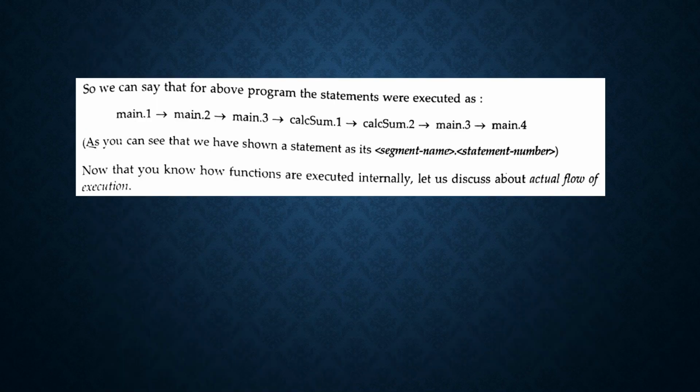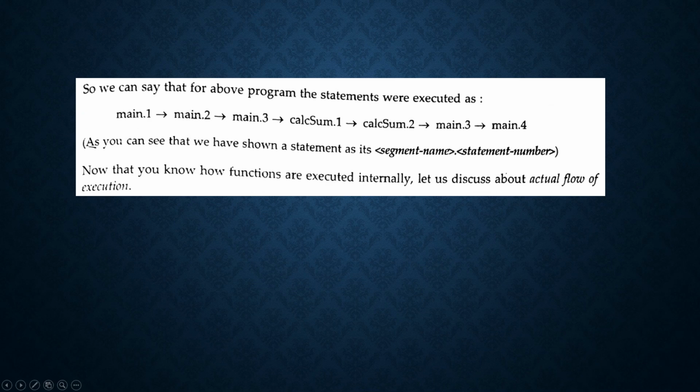Here, we can say that for the above program, the statements were executed. In the main function, statement 1 num1 is executed, then statement 2 num2 is loaded, and then sum equals calculate sum inside brackets num1 comma num2 will be executed. After this, control transfers from this point to the function calculate sum 1.